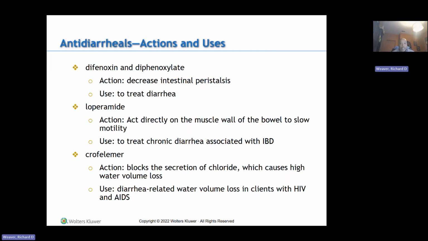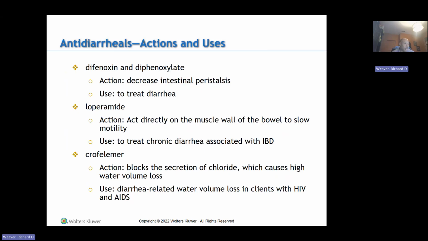All right. Now, Imodium acts directly on the muscle wall of the bowel to slow motility, and it's not related to the opioids. So Imodium rather does not have the opioid properties, if you will. It therefore is also used in treating chronic diarrhea associated with irritable bowel disease.